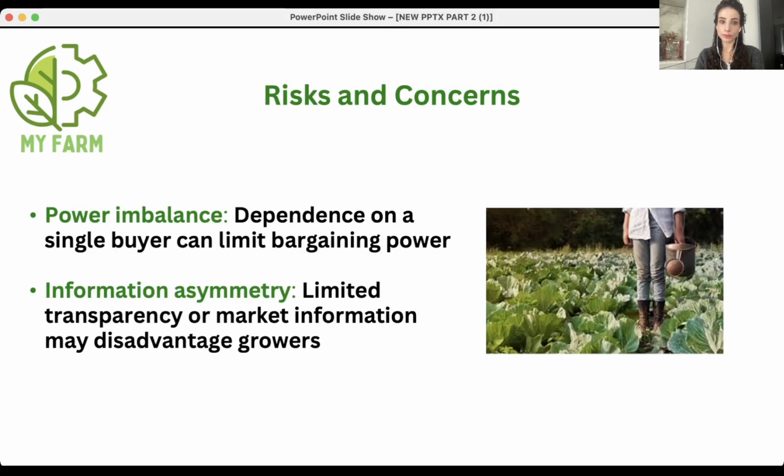Of course, outgrower arrangements are not without challenges. The first challenge relates to power imbalance. Farmers may be dependent on a single buyer or face unfavorable pricing, unfortunately. We can also see information asymmetry. This is about lack of transparency or access to market data. Of course, this can be a disadvantage for growers.